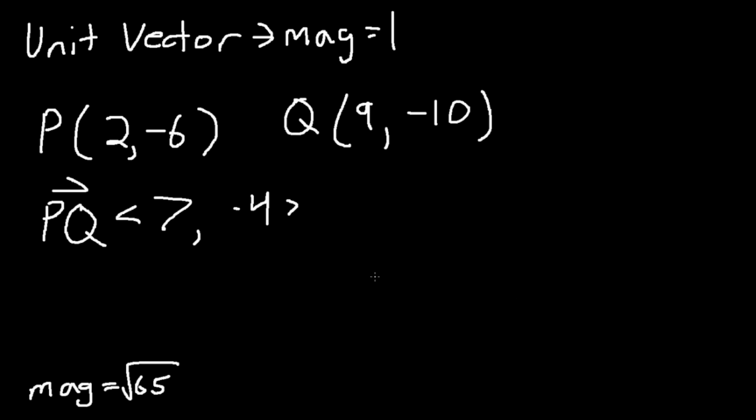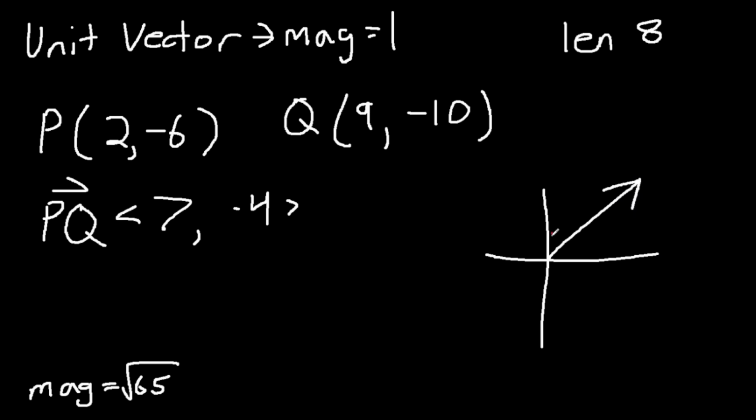Now that we have that, let's say we want to find a vector of length 8 in this direction. We want to set this vector PQ to equal the length of 8 while still facing in the same direction. Remember, unit vectors face the same direction as the original vector, they just have a magnitude of 1. So what we want to do is find a new vector that has the magnitude of 8. But how do we do that? First step, we have to find the unit vector.